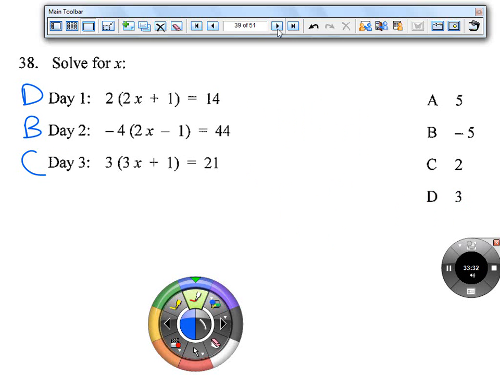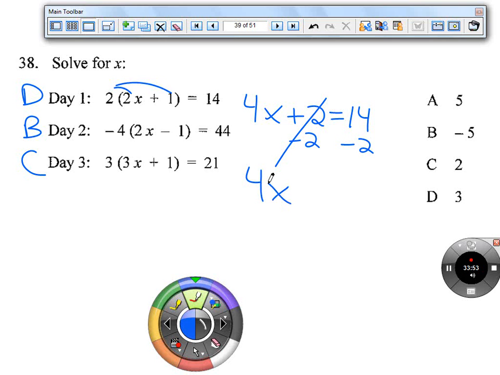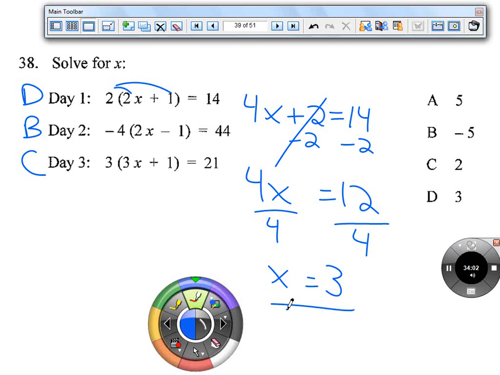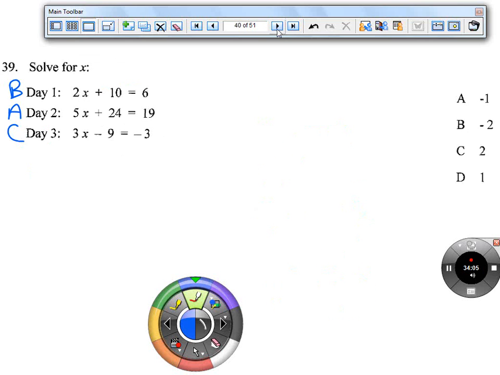Okay. 39, you want to make sure you distribute. So if we distribute this, I'm going to show the work just right off to the right. That would be 4x plus, and then 2 times 1, so that would be 2, equals 14. Then we would subtract 2. So 4x equals 12. And then divide by 4. So x equals 3. I think we're probably good at that.